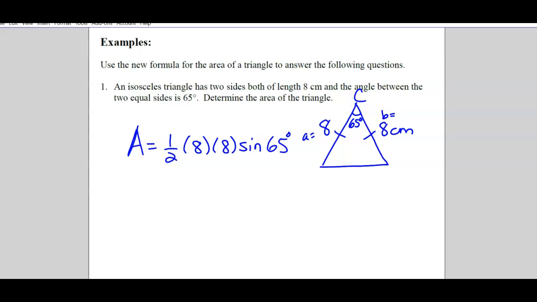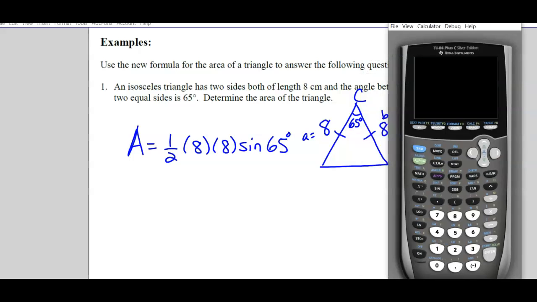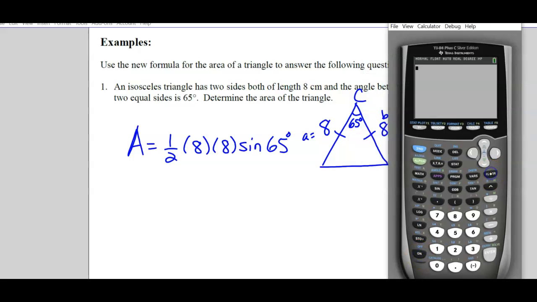So it doesn't matter if it's radians or degrees, because that's just sine of 65. Just make sure your calculator is in degree mode. You're going to keep it as degrees. So mode key, third line down, make sure it's degree. You're going to have to switch back and forth in this unit sometimes.